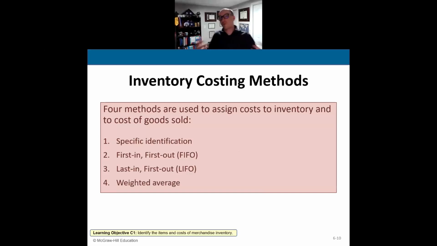There are 4 primary methods for valuing inventory. When I say the word value, I mean assigning cost to that inventory. There's 4 primary methods. The first is called specific identification. Specific identification is a very unique method for assigning cost to inventory. It is reserved for the type of products that have a serial number associated with it, and there's not a whole lot of them.